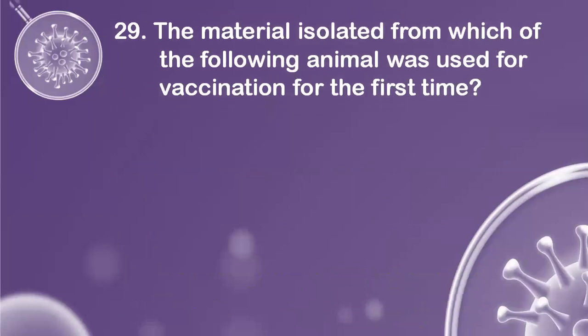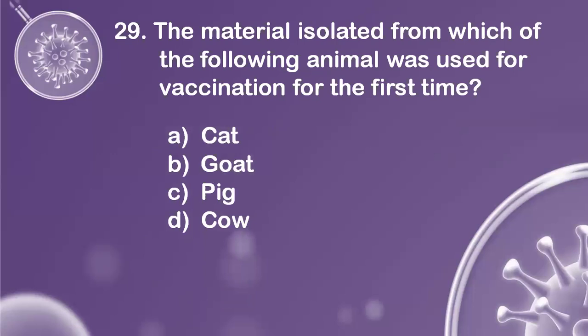The material isolated from which of the following animals was used for vaccination for the first time? Option A, cat. Option B, goat. Option C, pig. Option D, cow. Here the right answer is option D, cow. The material used for vaccination was collected from the cow. Vacca means cow, and the word vaccination came from it. So Edward Jenner is considered as father of vaccinology.